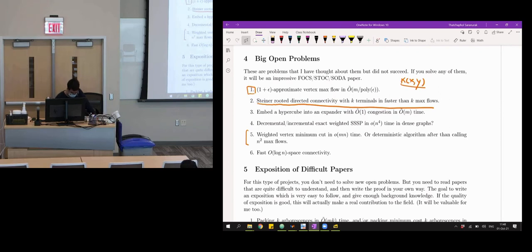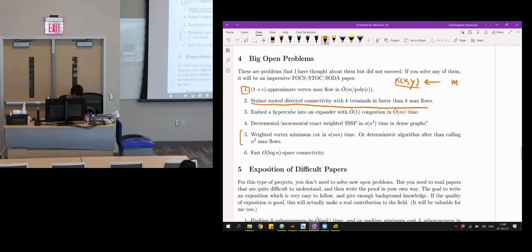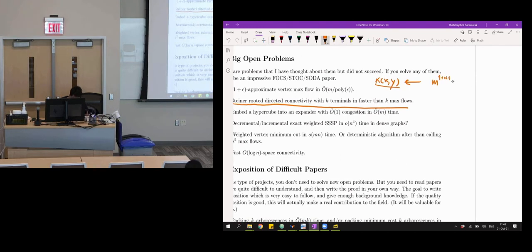Just this year, my co-author and I show that you can compute this approximately in time something like m to the power 1 plus little o(1). And the dependency on epsilon is very bad.